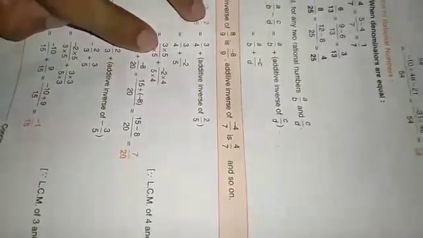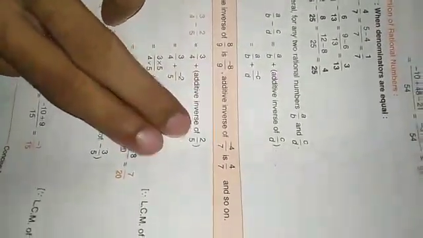Suppose 3 by 4 minus 2 by 5. So 3 by 4 minus 2 by 5 means 3 by 4 plus the additive inverse of 2 by 5. So we know that minus 2 by 5 is the additive inverse of 2 by 5, right? So we can write 3 by 4 plus the additive inverse of 2 by 5, which means 3 by 4 plus minus 2 by 5.